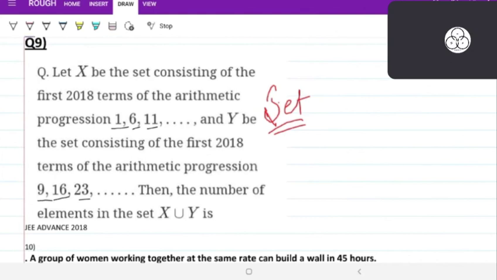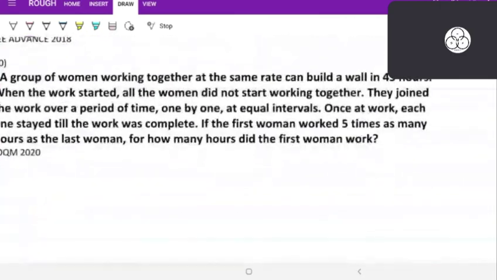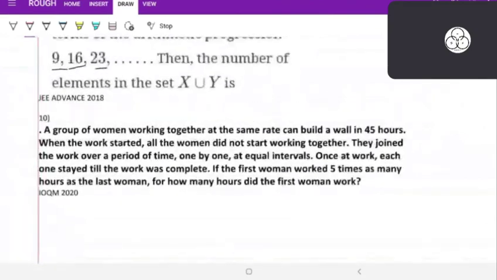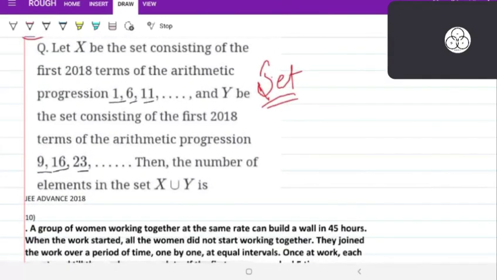Leave it for set theory classes. The last question. This is easy only. I have given you the idea. Okay, let me give you the idea.